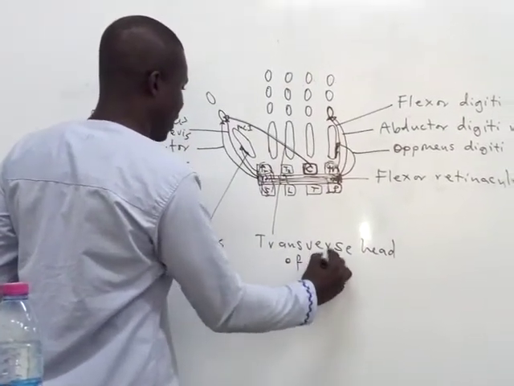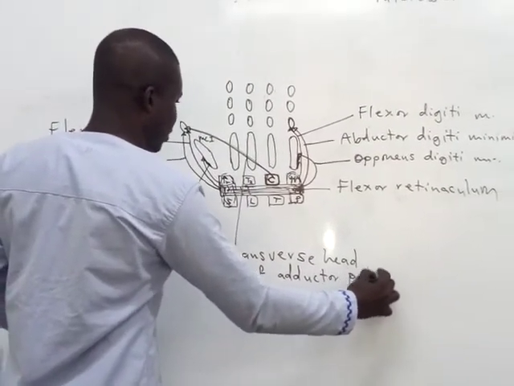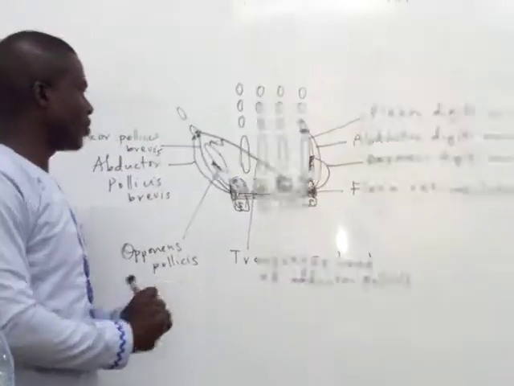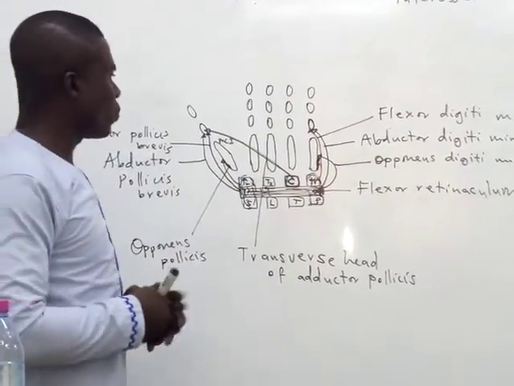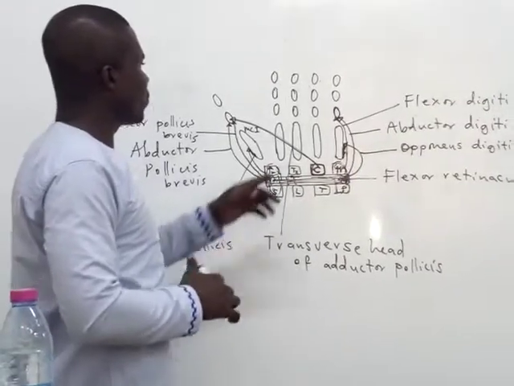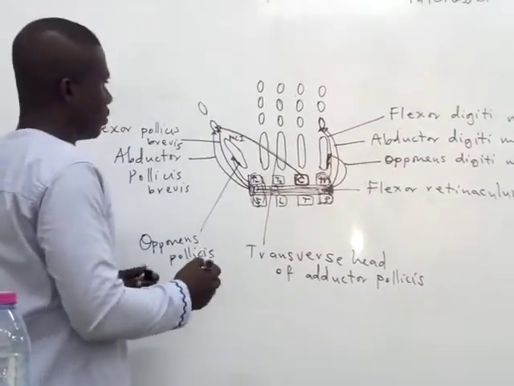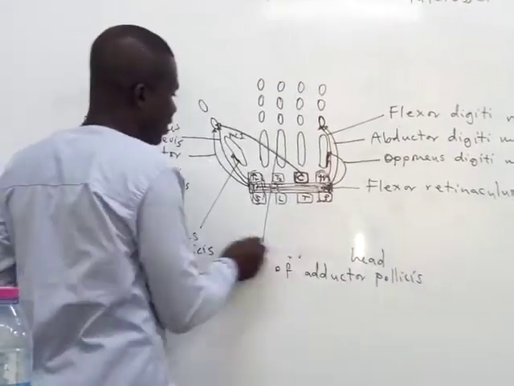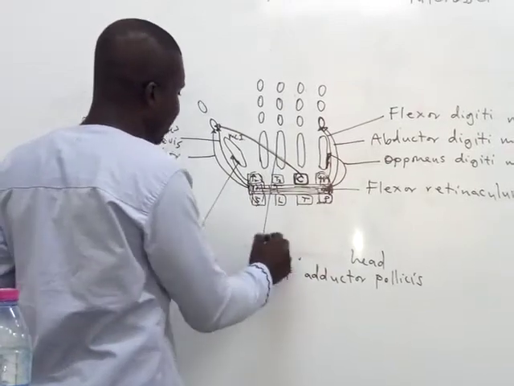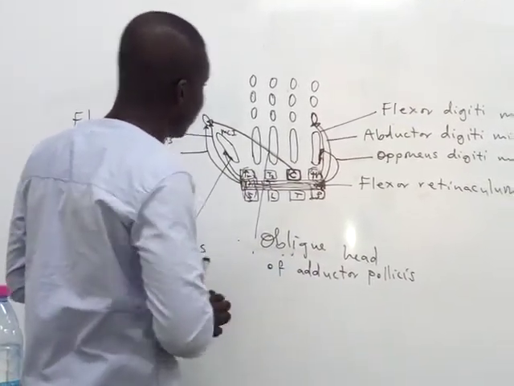Of adductor pollicis. So that's the transverse, it runs in a transverse manner. Now the next one, which runs, this is actually the oblique head. The oblique head. It is running in an oblique manner. Oblique head of adductor pollicis.